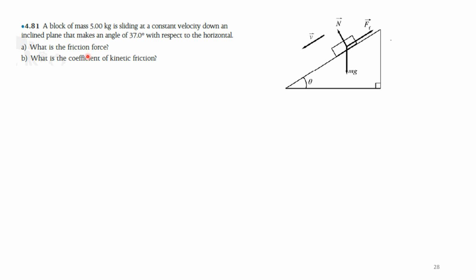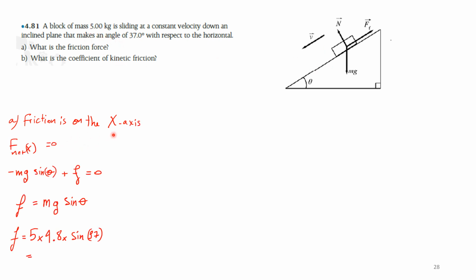So what's the friction? Let's write the given. So we have the angle, we have the mass. First step, you have to know that the mass is sliding on the x-axis. It's tilted a little bit, but it's on the x-axis. Because it's moving at a constant velocity, we are applying Newton's second law, which is F net equal to 0. It's on the x-axis, F net x equal to 0.